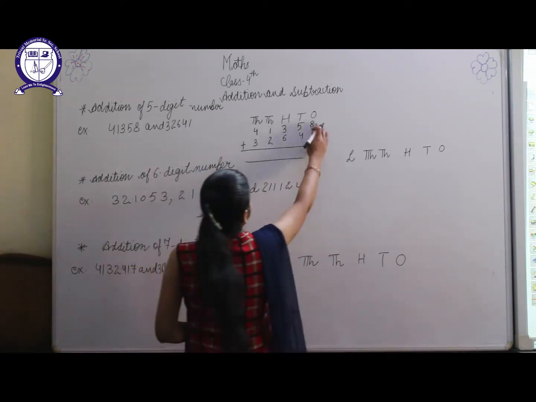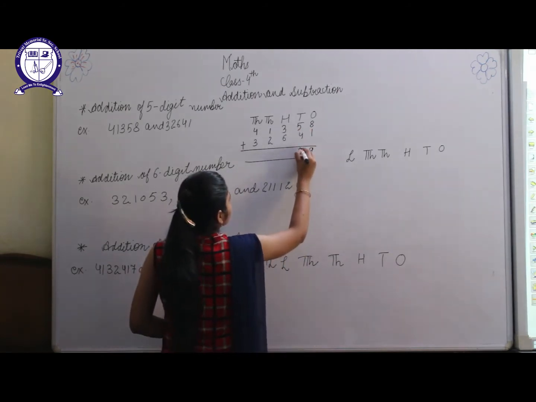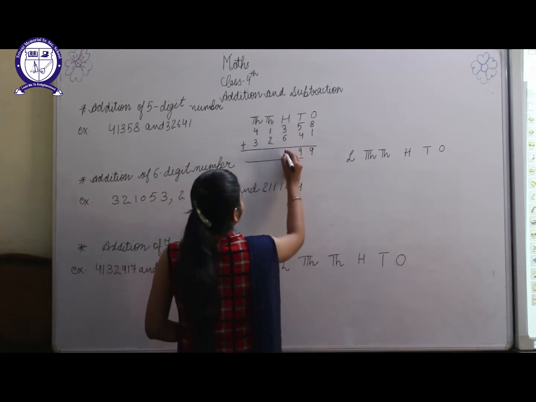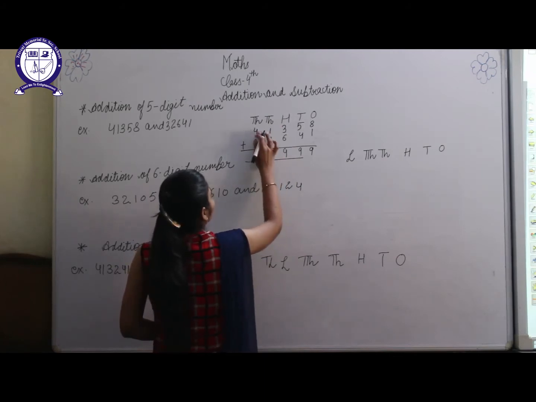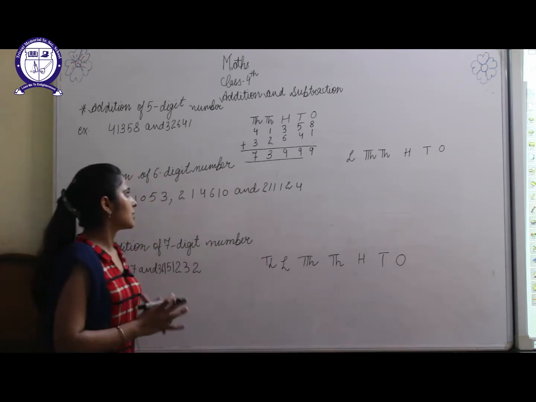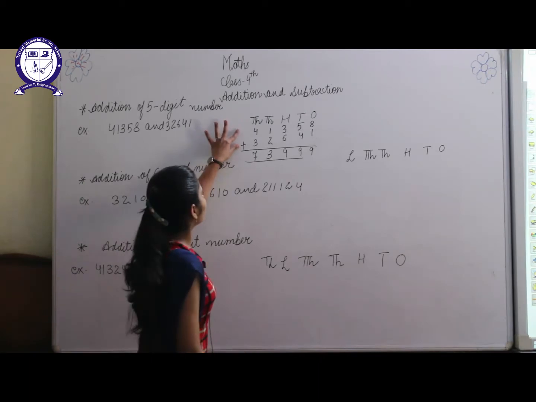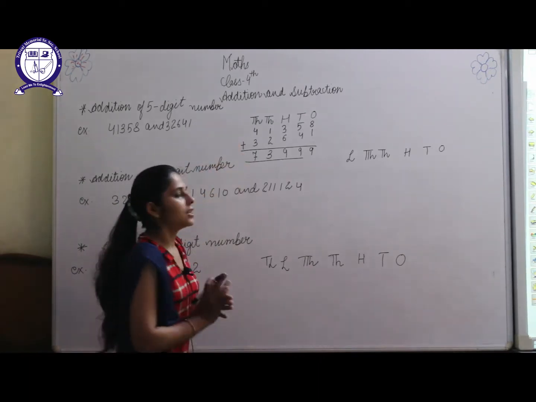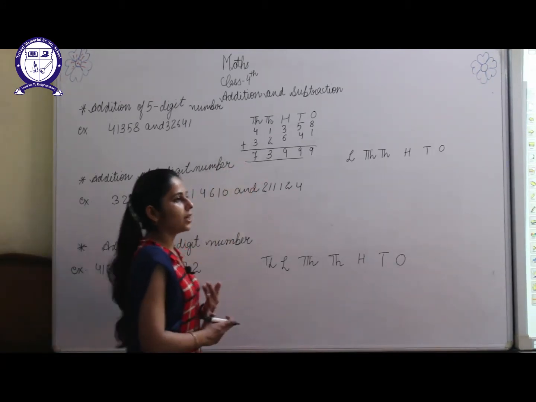Now 8 plus 1, 9. 5 plus 4 gives us 9. Now we will move towards the hundreds place digit. 3 plus 6, 9. 1 plus 2, 3. 4 plus 3, 7. So after addition we got the answer 73,999. These two numbers are the addends and the answer we got is the sum, students. So this was about the 5-digit number without regrouping.